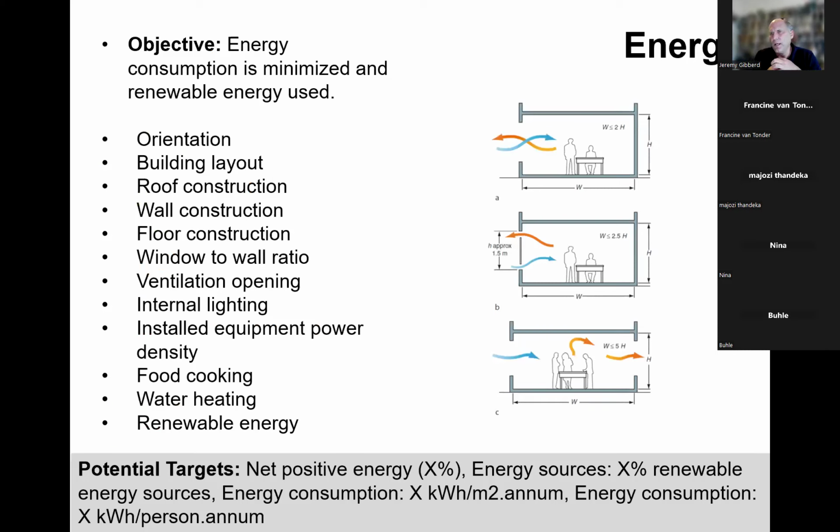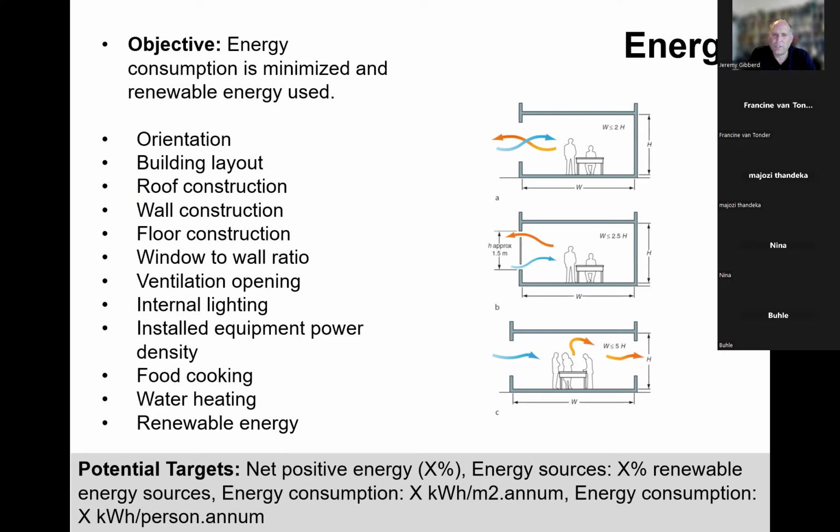Starting with the first one, energy, everybody knows it's a key issue because of carbon emissions. The target you are aiming for, the key objective, is to minimize the amount of energy you use, and ideally all your energy should come from renewable energy sources. So that's your objective. Right at the bottom, you'll see a set of targets. You don't have to use all of these. These are ideas, different metrics you can use.